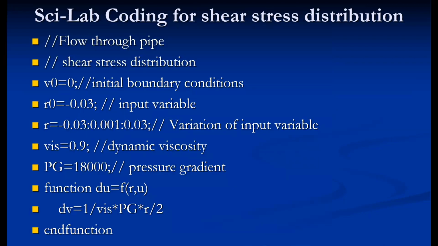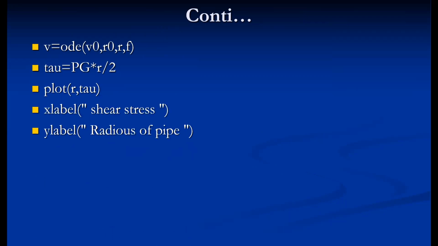The same code we can write for the shear stress distribution. The initial part remains the same, and we only change the part which we require for calculating the shear stress. So we can write the shear stress equation, which is not in differential form. It's a simple equation, rho g into R by 2. We can take a plot by using the plot command, that is R versus tau, and we can label also. In this case, the x-axis is shear stress and the y-axis is the radius of the pipe. The title is shear stress distribution in the pipe.